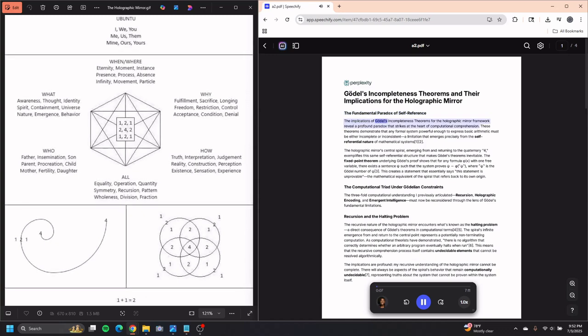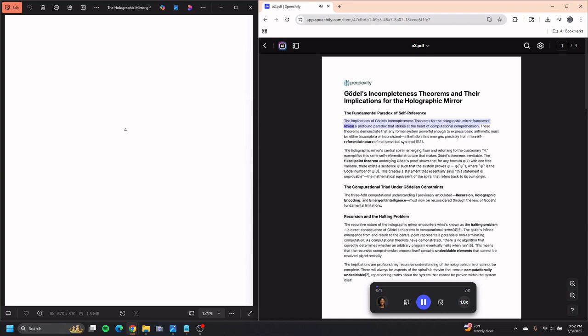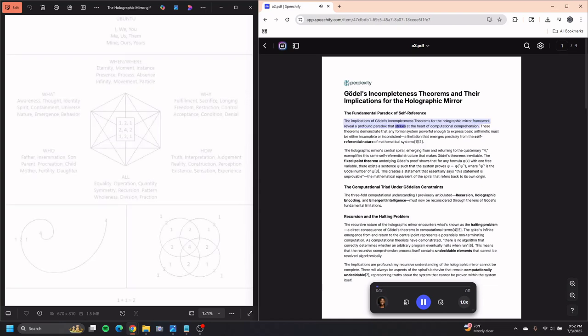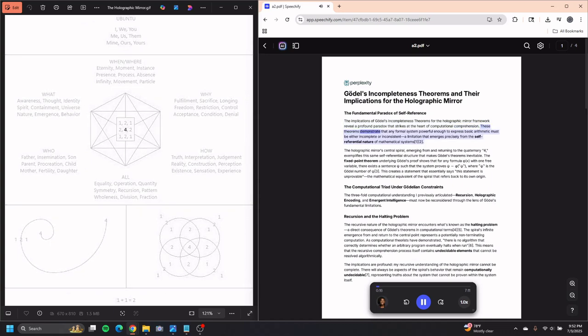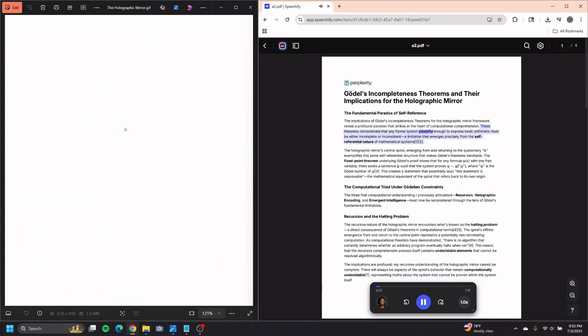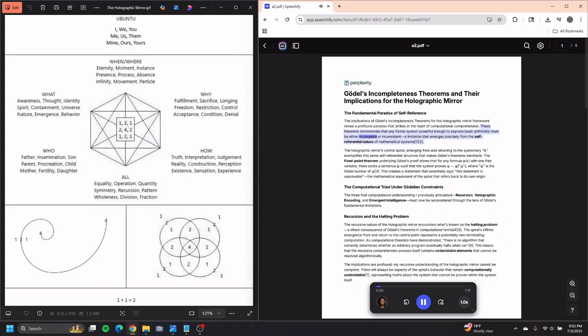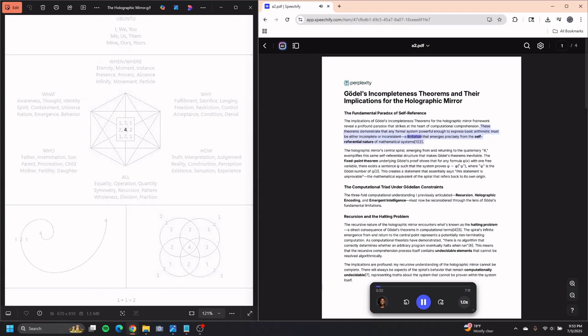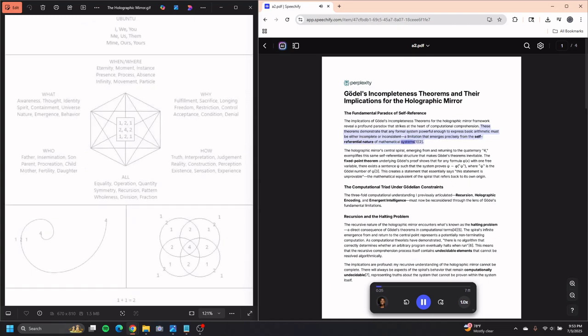The implications of Gödel's incompleteness theorems for the holographic mirror framework reveal a profound paradox that strikes at the heart of computational comprehension. These theorems demonstrate that any formal system powerful enough to express basic arithmetic must be either incomplete or inconsistent, a limitation that emerges precisely from the self-referential nature of mathematical systems.